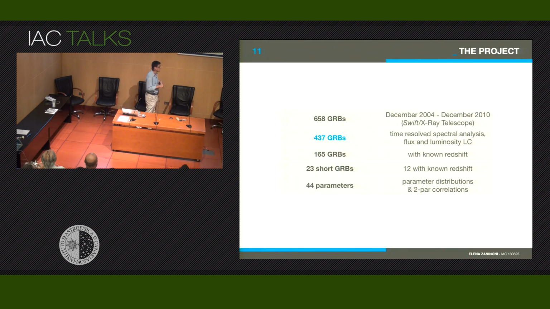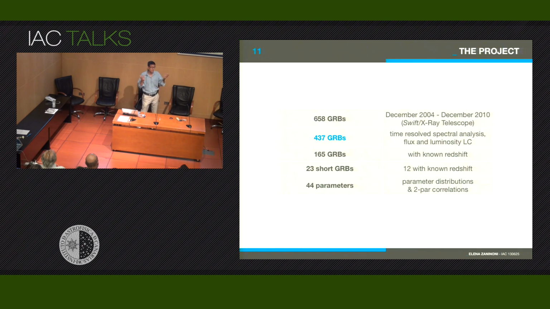We started considering all the gamma ray bursts observed by the SWIFT satellite between 2004 and the end of 2010. So we have more than 600 GRBs. Then we use only the GRBs that have time resolved spectra, and so we can obtain a flux and luminosity light curve. So we have calibrated in flux and luminosity. In this way, we obtain a sample of 400 GRBs.